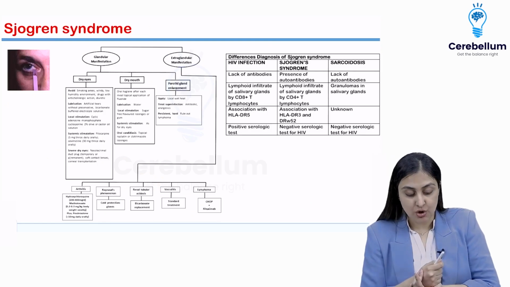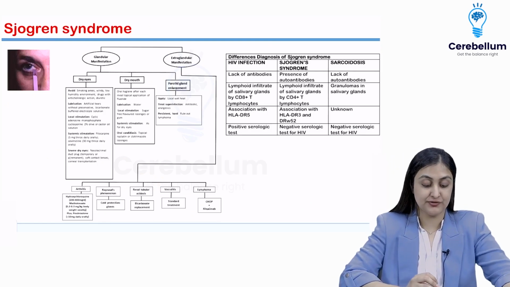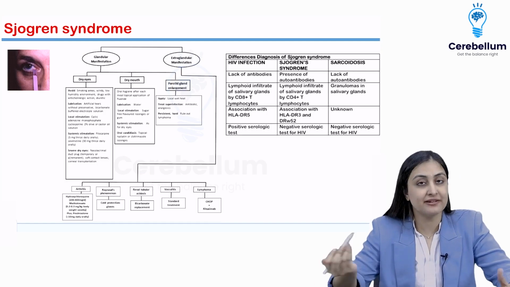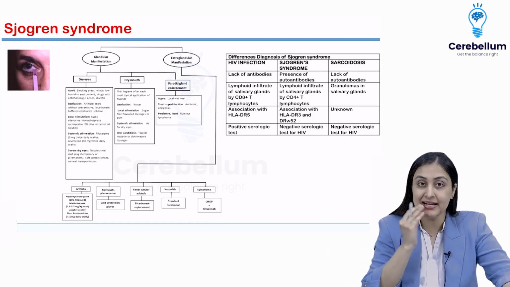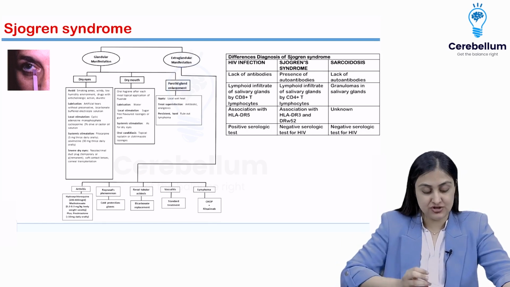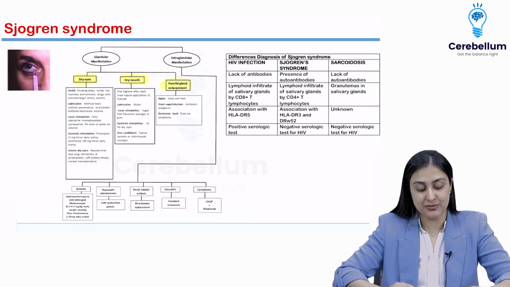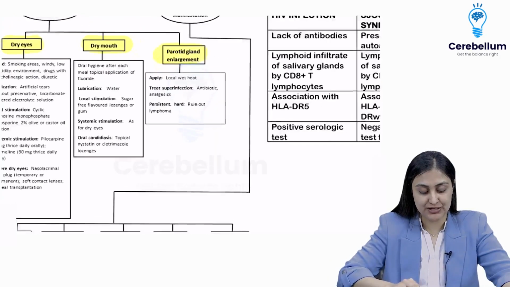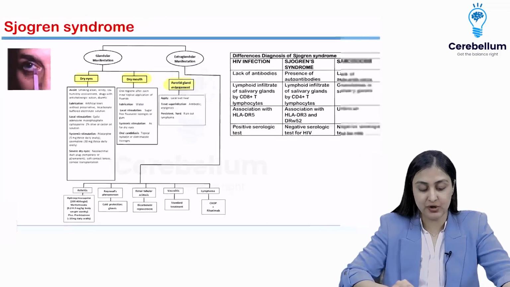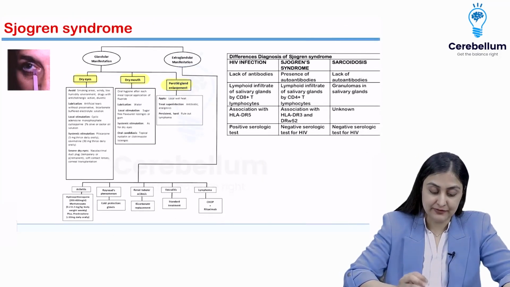Next, talking about Sjogren's syndrome. So Sjogren's, as of now, I'm sure you know, is keratoconjunctivitis sicca, meaning dry eyes, dry mouth, everything dry. Dry eyes and dry mouth are the glandular manifestations, along with parotid gland enlargement. So this is very important. Here I've also listed the treatment, but that's not very important. What we want to focus on are the manifestations.